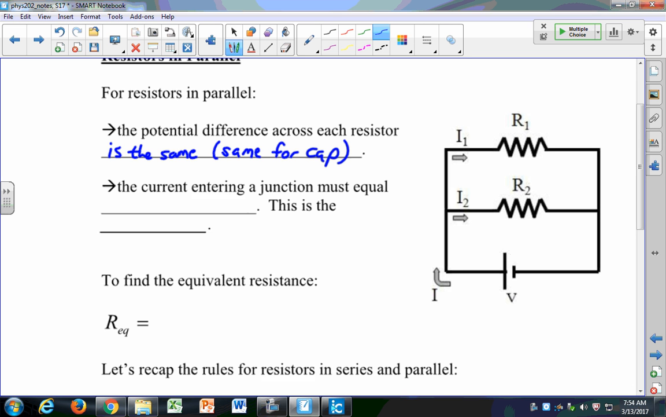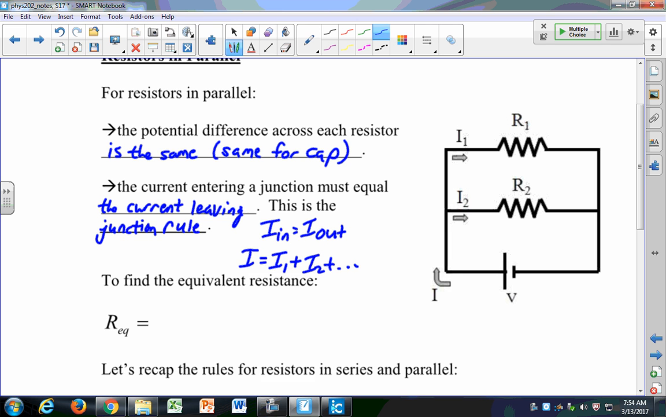The current entering a junction must equal the current leaving. And we call this the junction rule. We could write it as I in equals I out. Or if you want to write it as I, as I did before, equals I1 plus I2 plus and so on. I write it this way because usually in parallel circuits that we'll see, you'll only have one incoming current, but you'll have more than one outgoing current. But when we get to multi-loop circuits, you'll see that we can actually have multiple incoming currents and multiple outgoing currents. But those are the same. Our incoming is equal to the outgoing current.